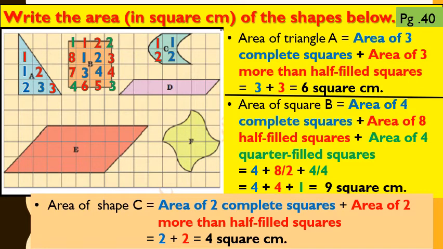Now we will find the area of shape C. Here in shape C there are 2 complete squares and 2 more than half filled squares. So 2 plus 2 is 4. So the area of shape C is 4 square centimeter. Here exactly half filled squares are not there.